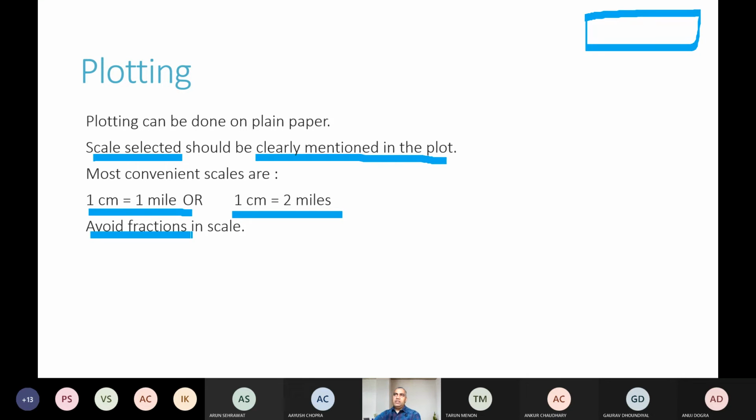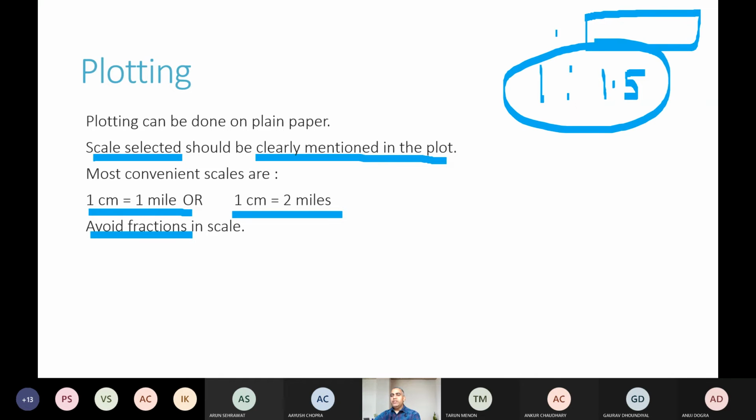Avoid fractions in scale. Okay, don't be tempted to put the scale as 1:1.5. Okay, avoid fractions. Either you take it 1:1 or you take it 1:2, because with fractions, the probability of making mistakes and error in the plot increases. And when you are solving questions in the exam, your mind is under pressure, and this is certainly going to give rise to some error somewhere.